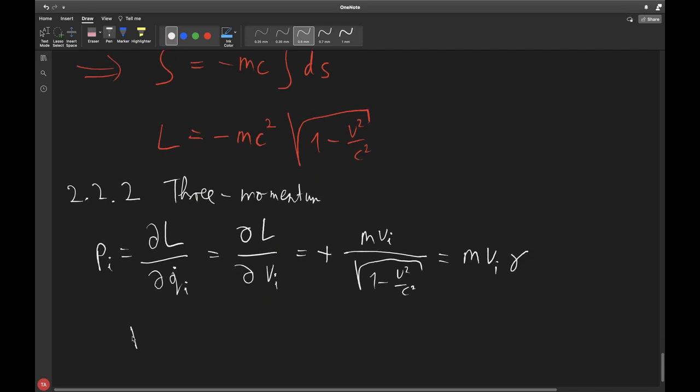So if I go back to the vector notation, this p vector is the same as m times gamma times the v vector. And then in the special case when v is much less than c, we just get back that p is the same as mv, because it's going to become 1 here, and the square root of 1 is 1, so that's just mv.